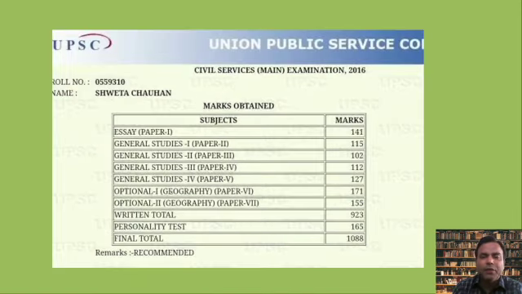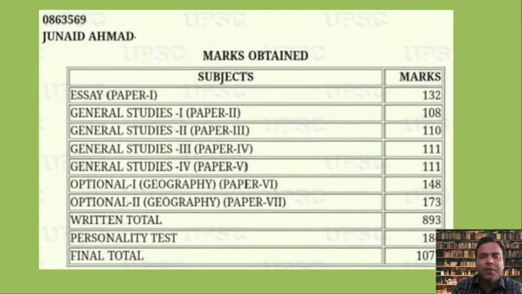Now, Shweta Chauhan, paper 1, paper 2, if you look at this, she also got 326 marks plus. If you look at this, Junaid Ahmed, he stood third rank, 148-173. So this is also around 321 marks. He scored in the geography option. So he stood third rank all over India.